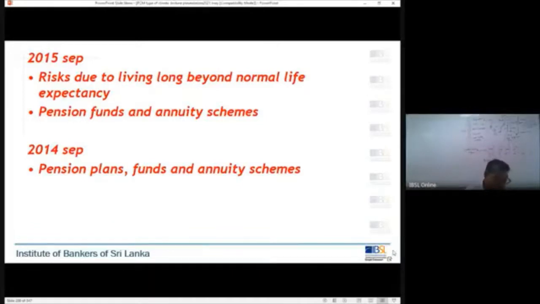In a product like an annuity, we agreed to pay you till you die, and the bank will assume you are going to die at 75.